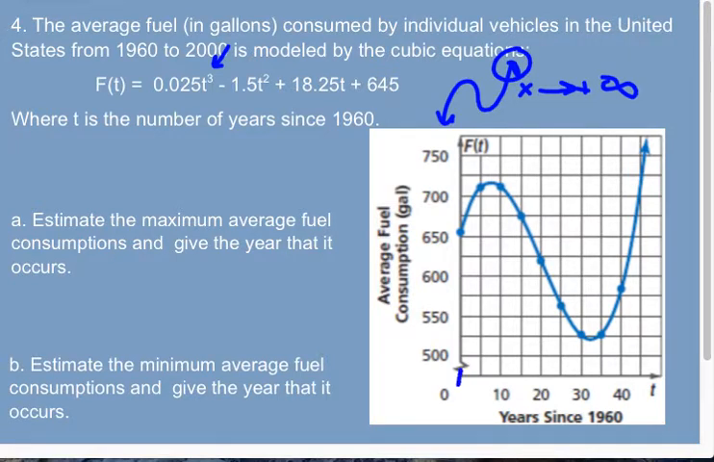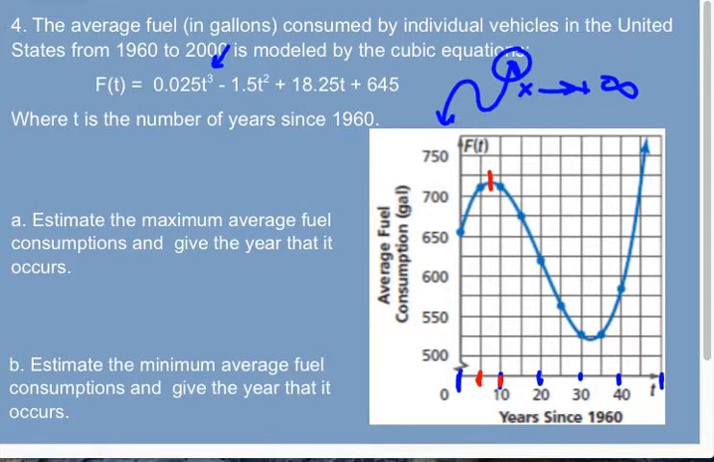So right here at 0, this is 1960. So 10 years later, that's 1970, 80, 1990. This would be the year 2000, and this is 2010. So this graph is somewhat old. It says estimate the maximum average fuel consumed and give the year that it occurs. So basically that's a relative maximum. And that's this point right about here. It's between 1965 and 1970.